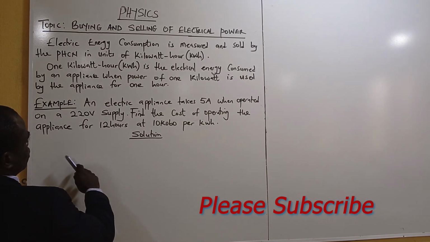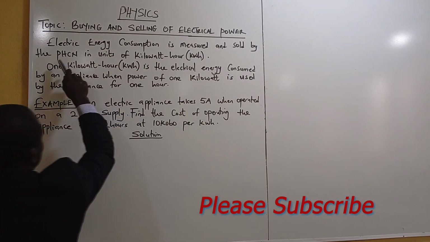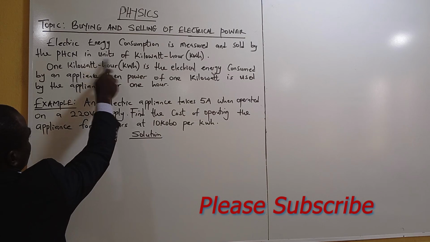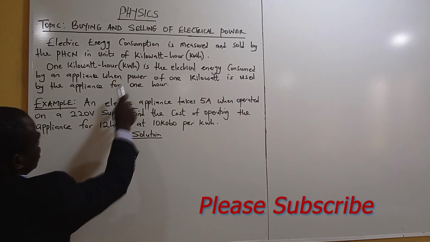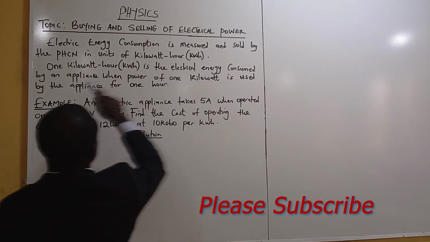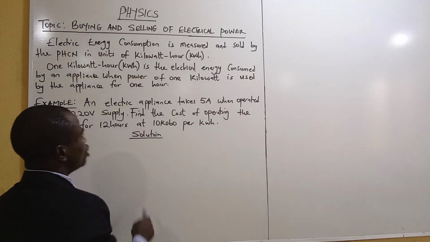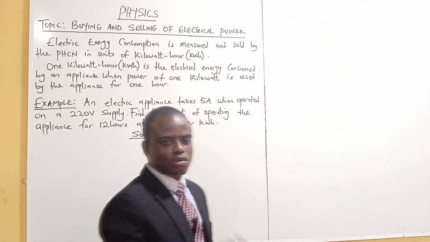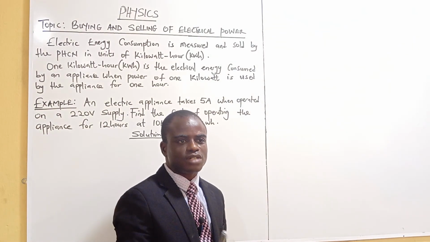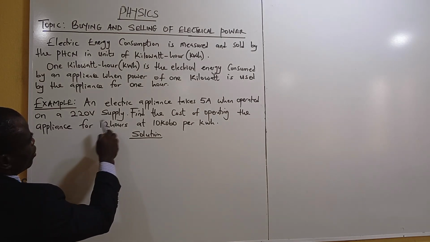Electrical energy consumption is measured and sold by the Power Company of Nigeria in units of kilowatt hour, and 1 kilowatt hour is the electrical energy consumed by an appliance when the power of 1 kilowatt is used by the appliance for 1 hour. It is measured per hour. That's why you see the rating in kilowatt hour. Now let's solve a problem on it.